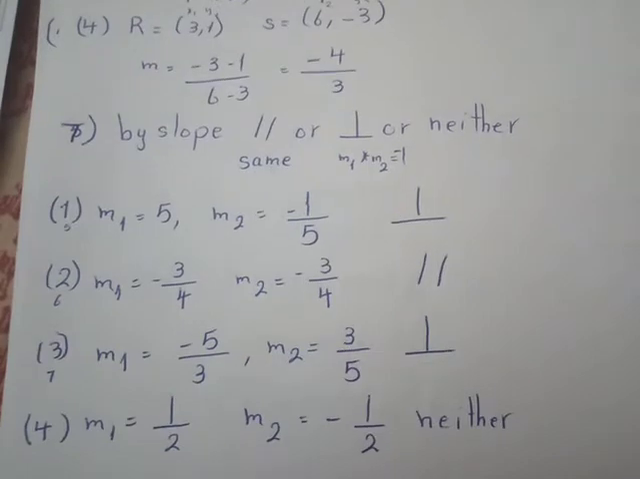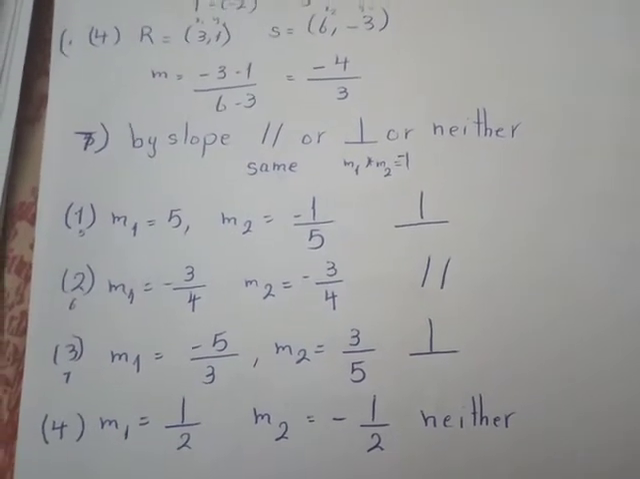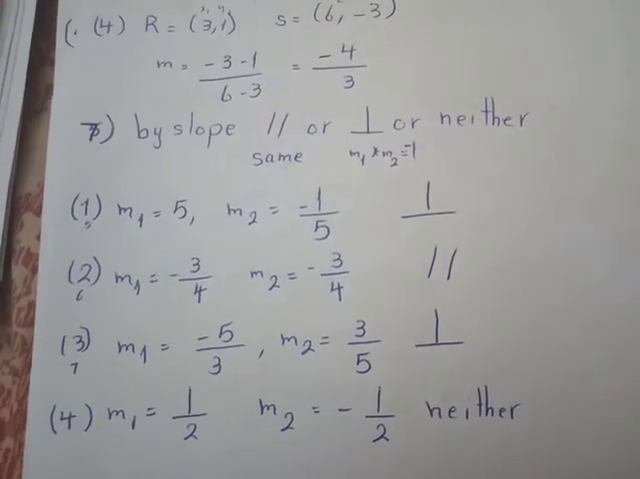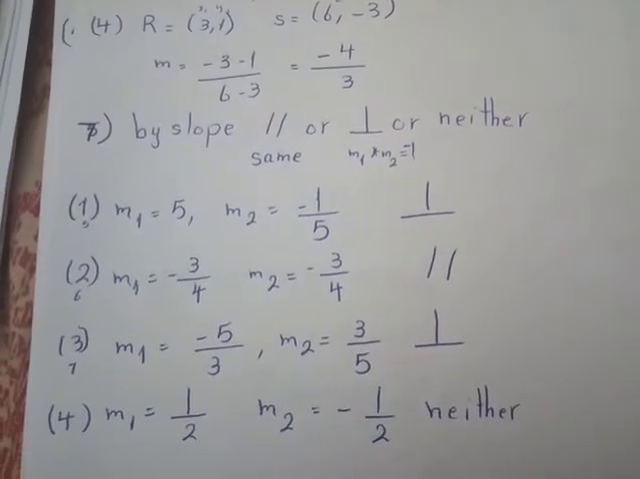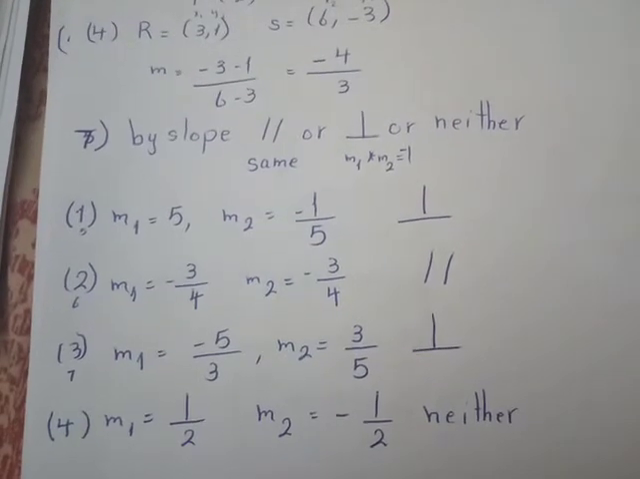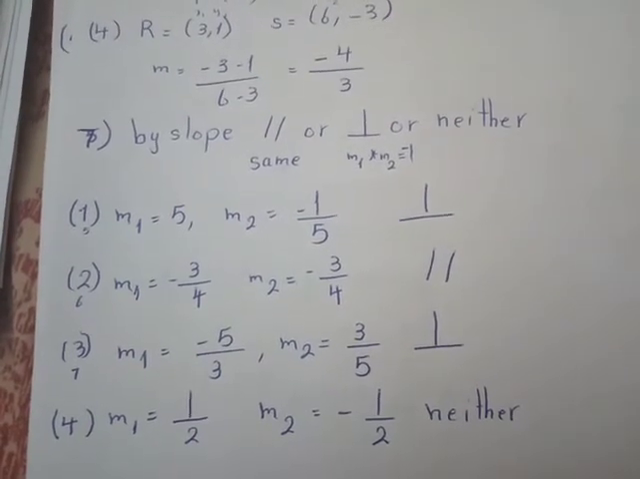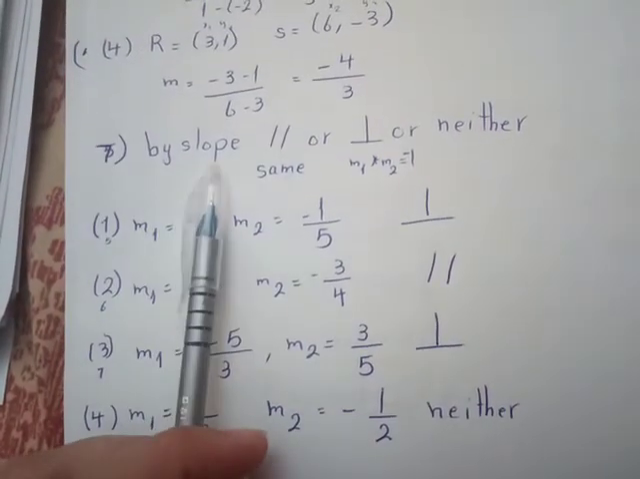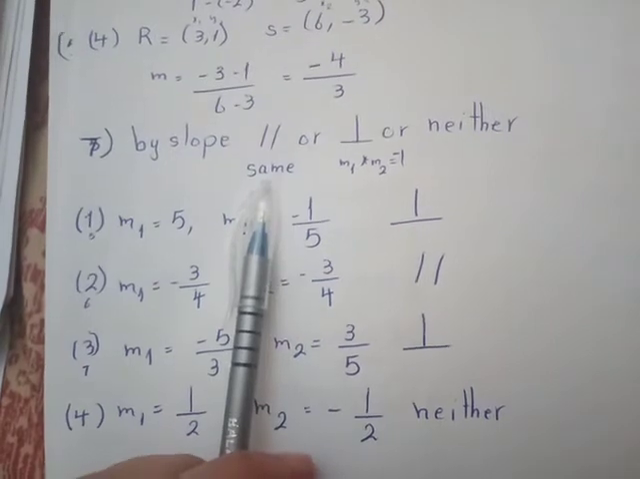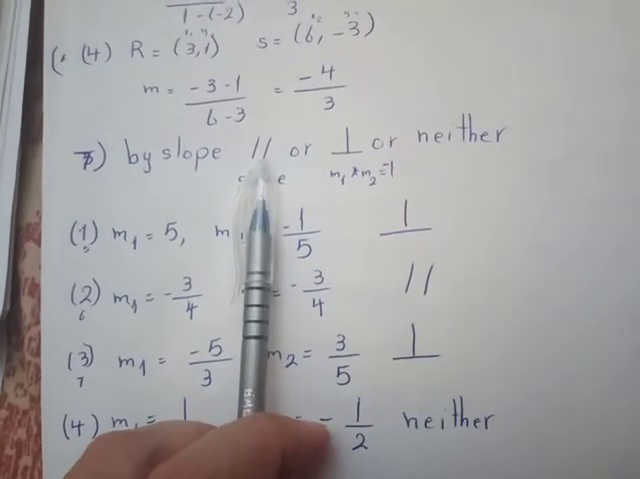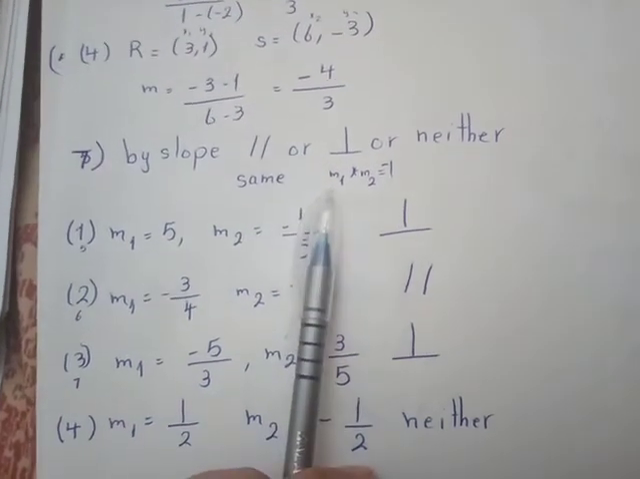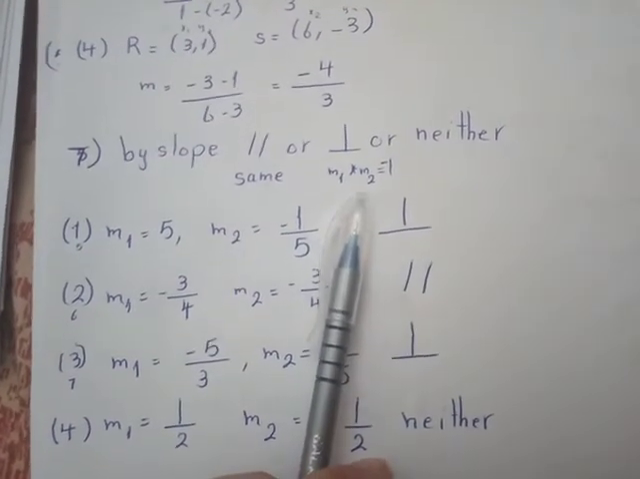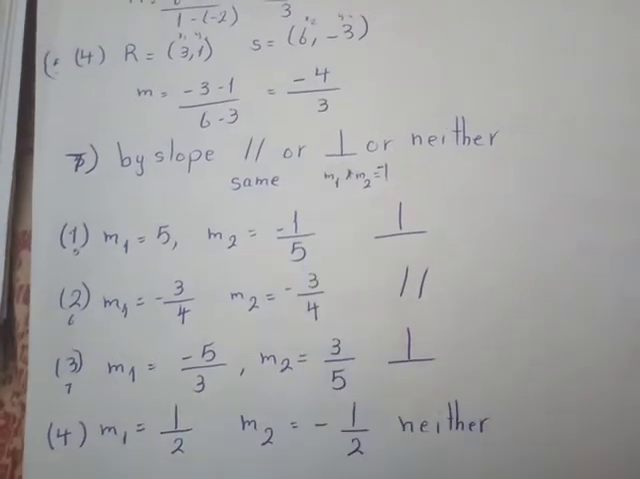by the slope, how can we get the relation? I give you the two slopes for the two lines, okay? And ask you, what is the relation between these two lines? Are they parallel or perpendicular or neither? Look at the slope. If the slope for both of them is the same, the two lines will be parallel. If m1, the slope for the first one, times the slope for the second one equals -1, the two lines will be perpendicular.